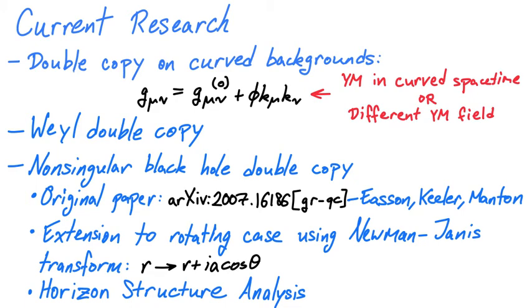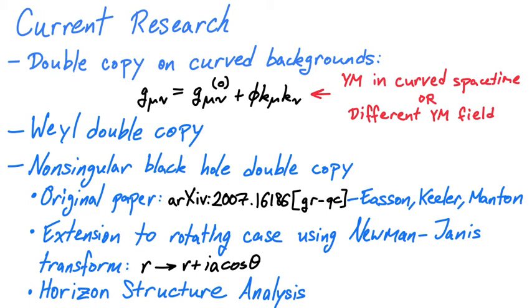My current research directions are listed here. In certain cases, the double copy can still be found even when the background spacetime is not flat, as I mentioned earlier. I'm currently investigating how this plays out more generally for metrics written in the form on screen, where g_mu nu zero is a metric for some general curved spacetime. I'm also beginning to study the Weyl double copy, which is a different double copy relation and written in the language of the spinor formulation of general relativity.